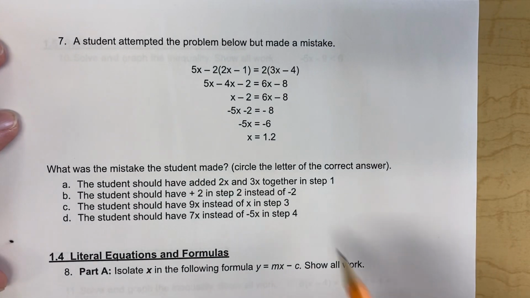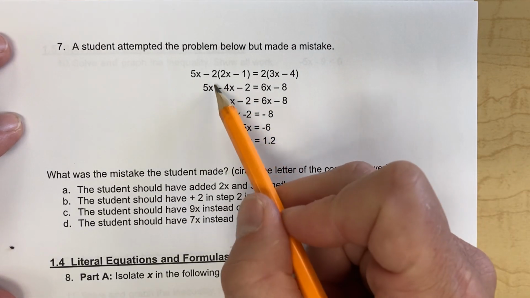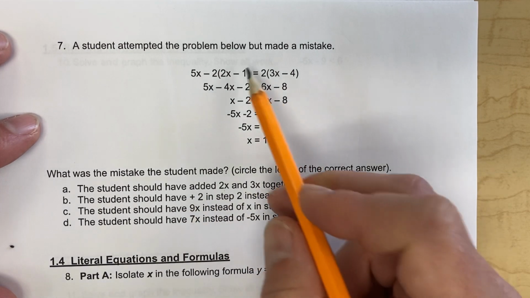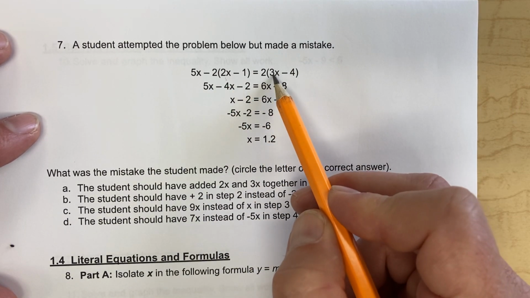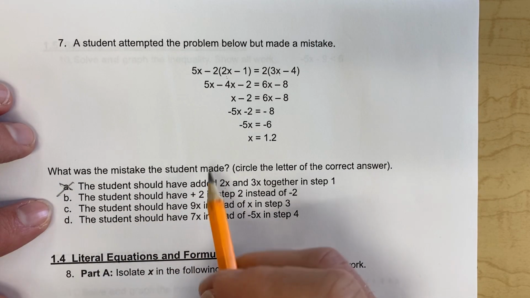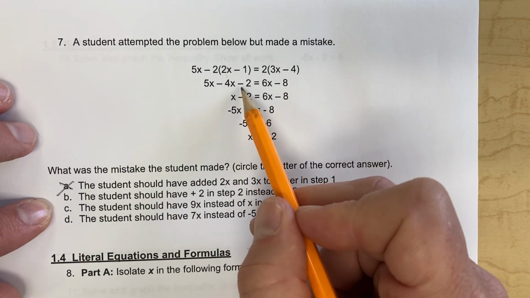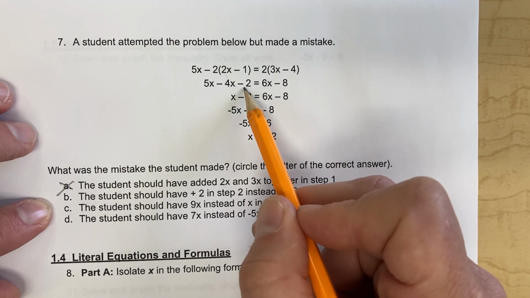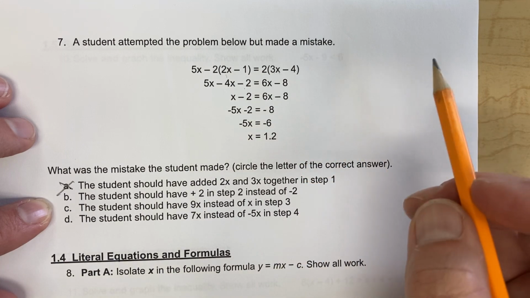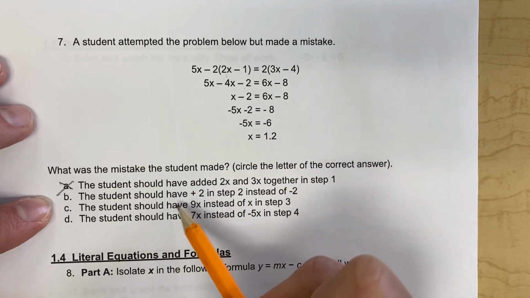This one here says a student has tried this problem, and where was the mistake made? So if we look right away, the first thing it says is he should have added 2x and 3x together. Well, that's not right. They're not on the same side, and they're inside. That's not something that we should do. A student should have added 2 in step 2 instead of subtracting 2. So in step 2, we see that they added 2 to get rid of this thing here. That's probably not it either, right? But they should have plus 2.